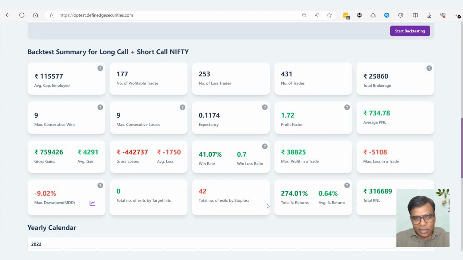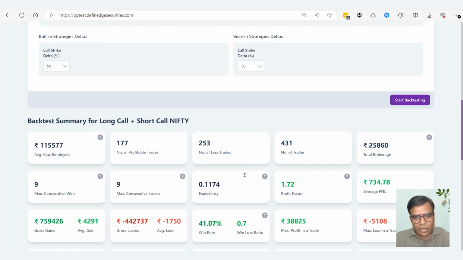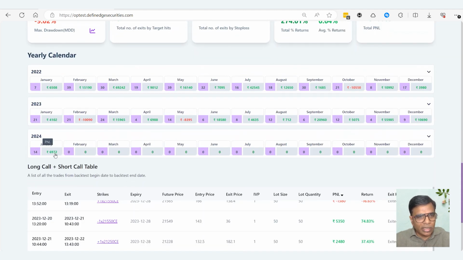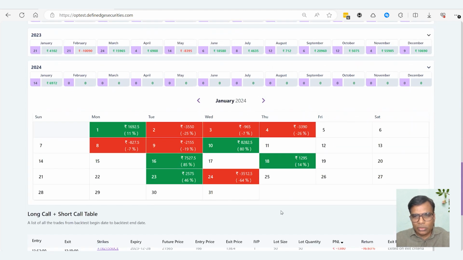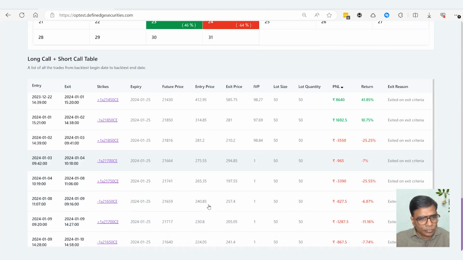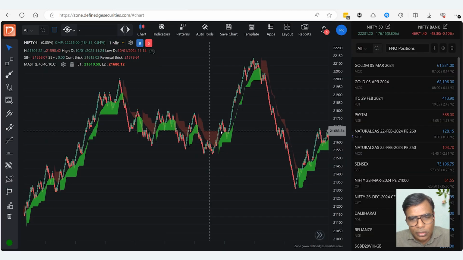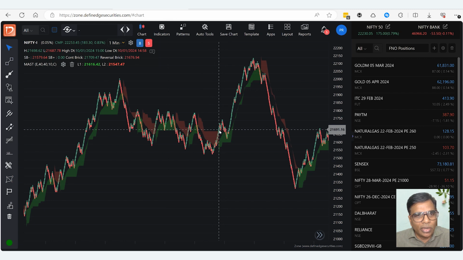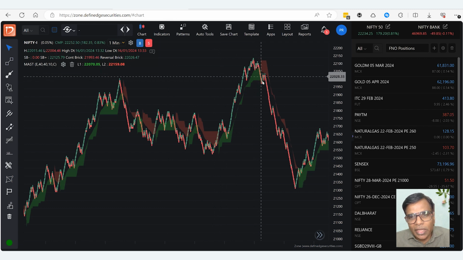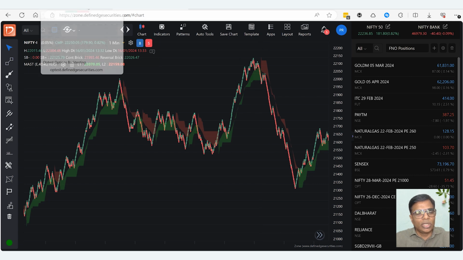Okay. Now let's check the January one. So here again we go to our yearly calendar and click on January. So let's see. We got an entry on 10/1/2024 for a long call. So actually we got our call here on 10/1/2024. See the green brick above the red cloud, right? So now we buy here and we stay till here. Okay. And the exit will be somewhere here around 16th January when we shift to the short call, right?